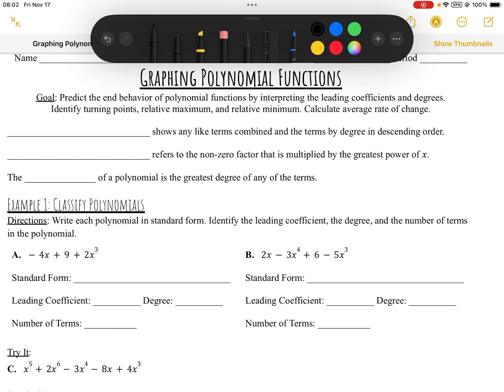In this lesson, we are going to be looking at graphing polynomial functions. So our goal will be to predict the end behavior of polynomial functions by interpreting the leading coefficients and degrees, identify turning points, relative maximum, and relative minimum. And then we'll also look at calculating the average rate of change. So first, standard form.